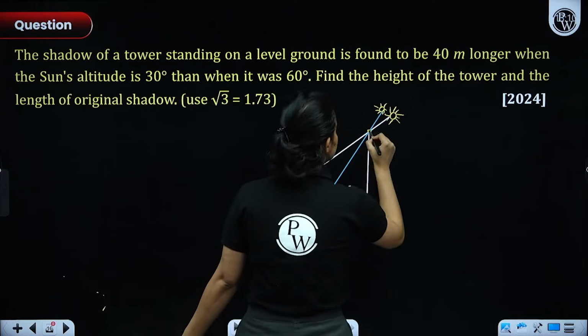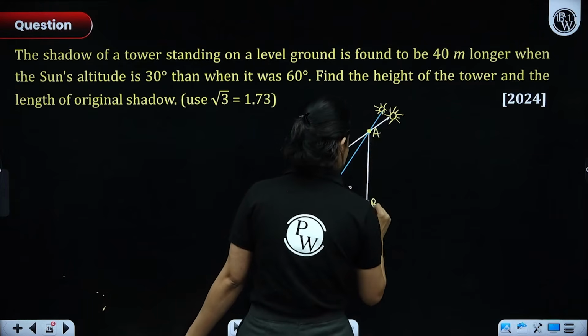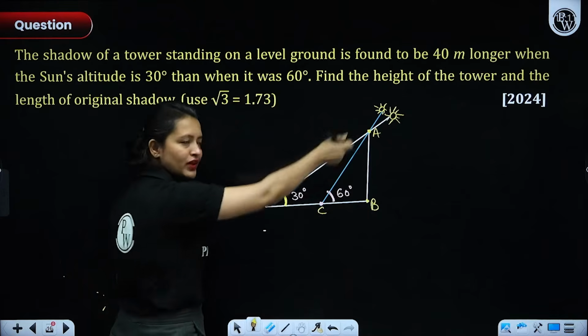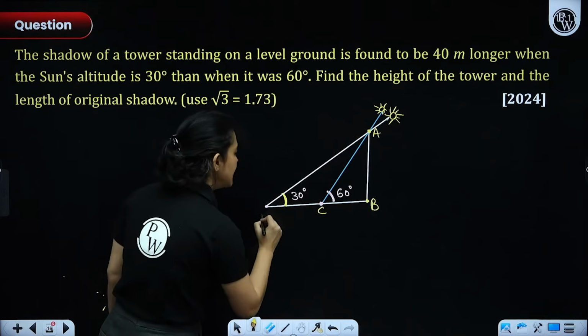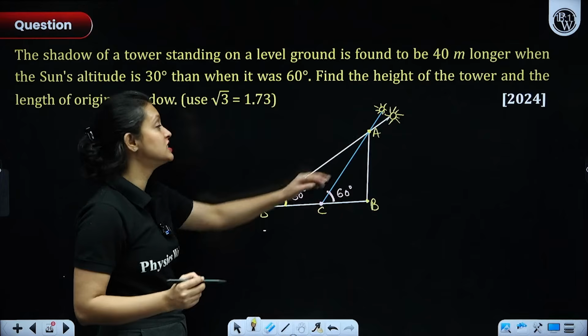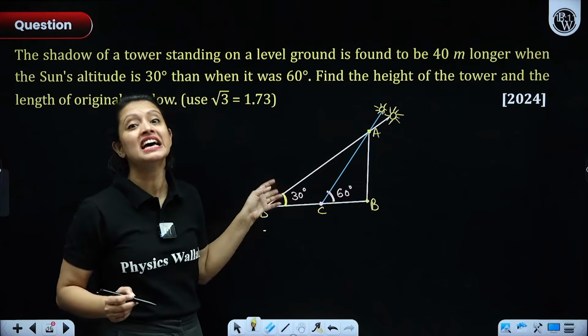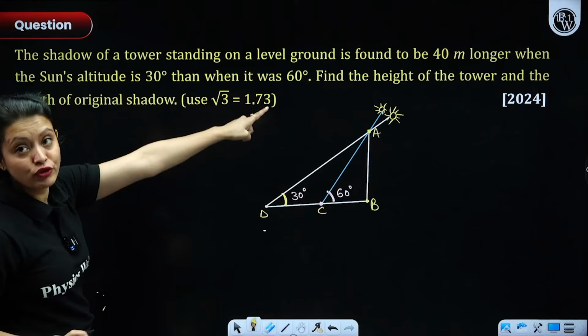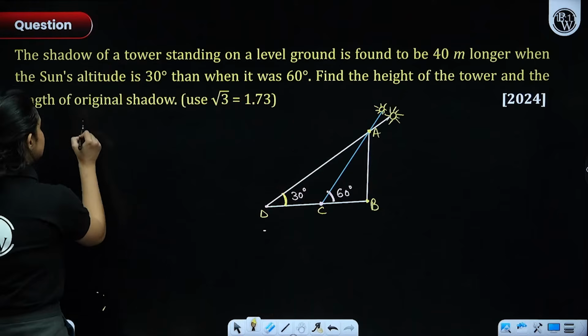So this is the tower AB. AB is the tower, everyone. Now CB is one shadow which is formed when the angle of elevation is 60 degrees, and DB is another shadow which is formed when the angle of elevation of the sun is 30 degrees. Now here, what do we have to find? We have to find AB. Okay, let's start.